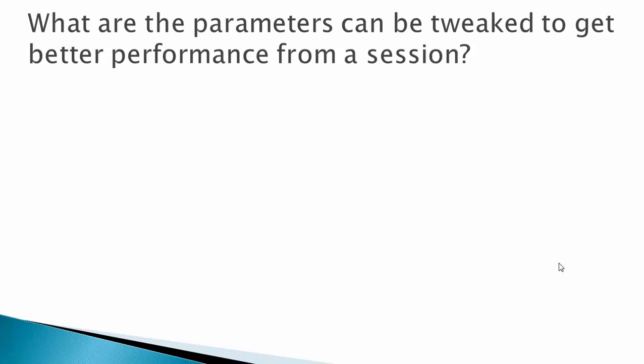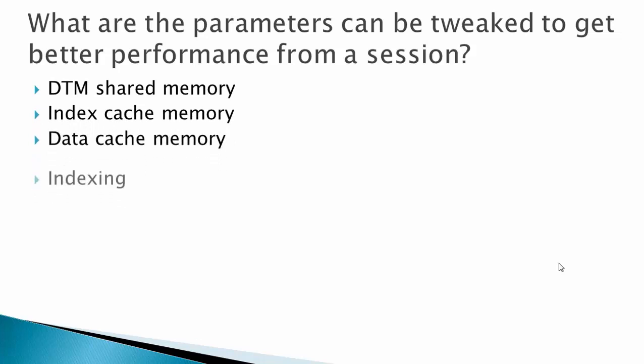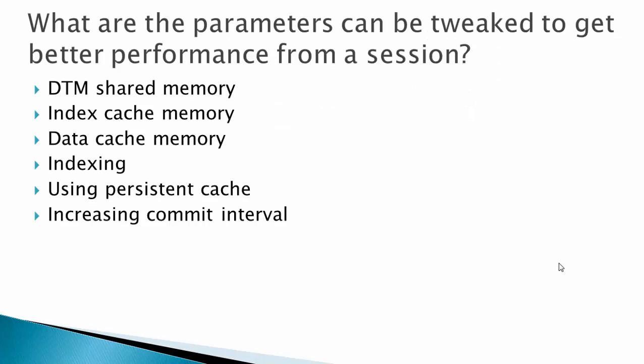What parameters can be tweaked to get better performance from a session? So we know that in Informatica we have the session. How can you achieve better performance while running the session? We can achieve better performance by tweaking the DTM shared memory or index cache memory. Also, we can tweak the data cache memory or do indexing on the data. We can also use the persistent cache or increase the commit interval. So these are the parameters we can use to get better performance for a session.